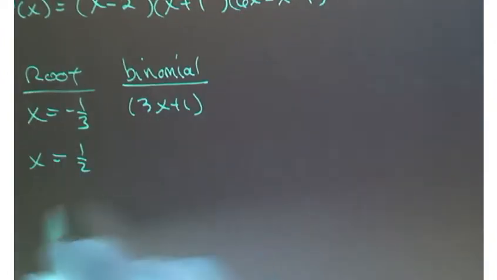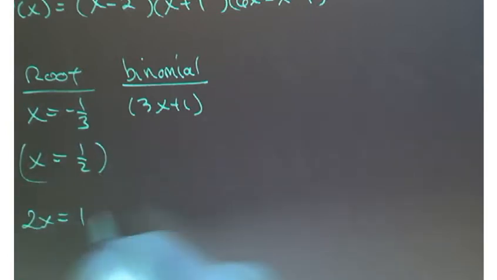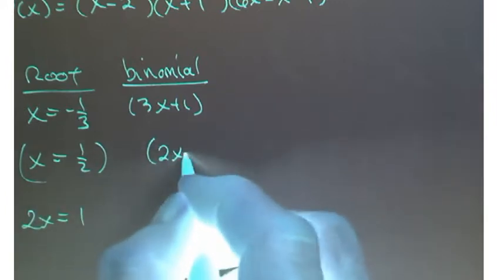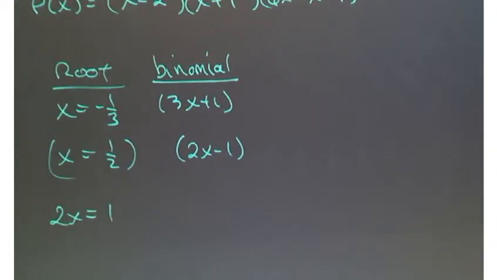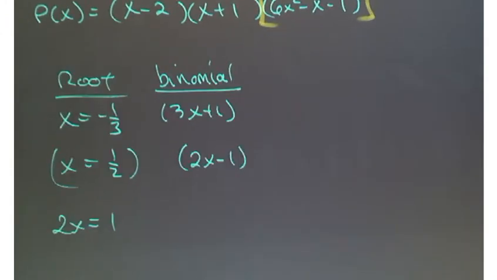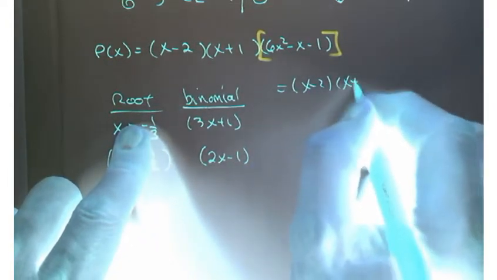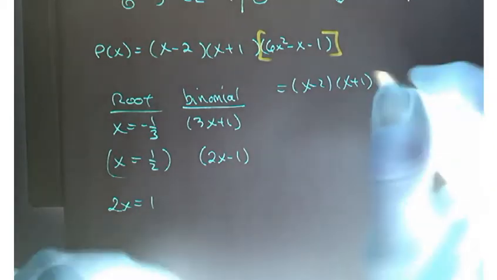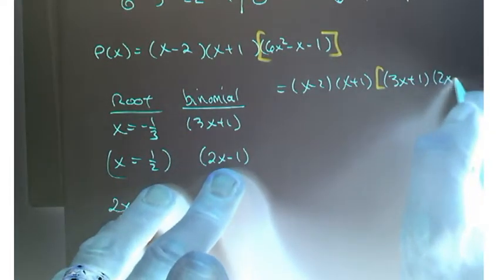Okay, so the trick is to move that to the other side. Actually, we probably multiply both sides by 2 first. 2x equals 1. And then move that to the other side. Our binomial is 2x minus 1. That finishes off our factorization. So that term there can be broken up. Let me zoom out a little bit. There we go. This turns into x minus 2 times x plus 1. And this little piece factored into 3x plus 1 times 2x minus 1.